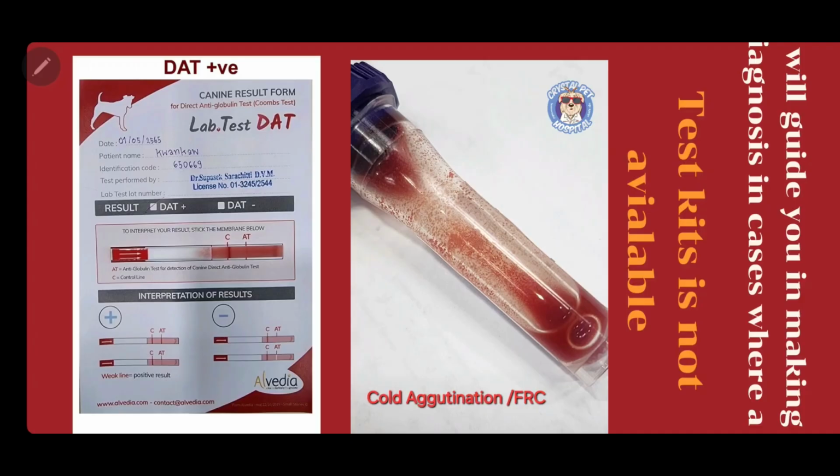As we know, the DAT test is a standard method to check for IMHA or cold agglutination. During cold agglutination, there is precipitation of red blood cells, known as agglutination. Agglutination conditions can be divided into two types: warm agglutination and cold agglutination. Cold agglutination is significantly harder to treat than warm agglutination. The mortality rate for those with cold agglutination is higher.